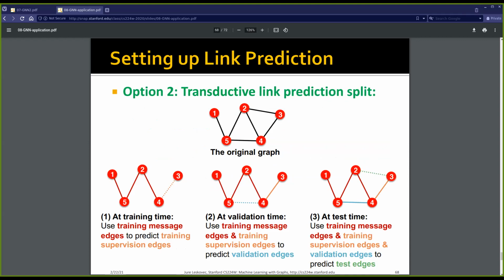So we have the original graph, then we use the training edges with the message edges. So these edges 1, 5, 2, 4 are passed into the GNN, and we want to predict edge 3, 4. At validation time, we use the training message edges and the training supervision edges. We pass them into the GNN, and then we predict the validation edges. So like here, 5 and 4. And at test time, we use all of the previous edges and then just try to predict the test edges. So in this example, 2 and 3.